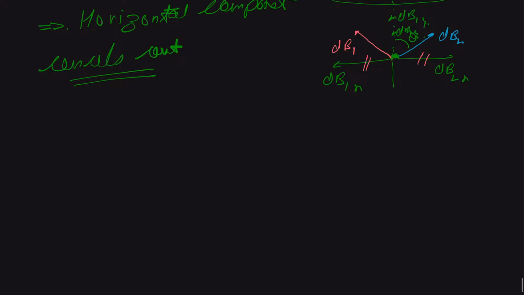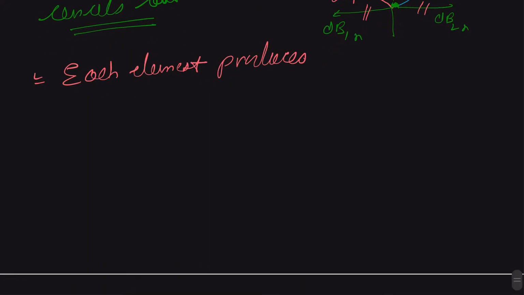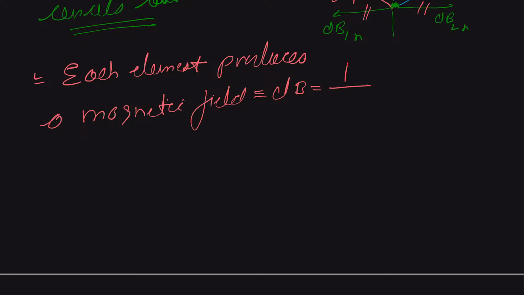Therefore, we can say that each element produces a magnetic field, which is dB, and which will be equal to mu naught over 4 pi, di times dl upon r square.